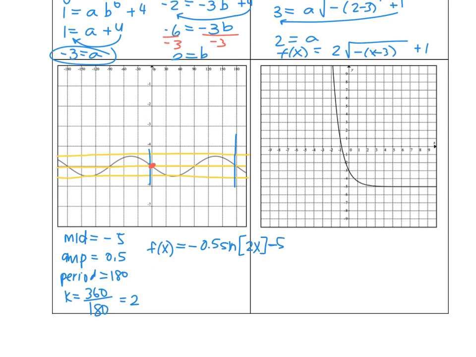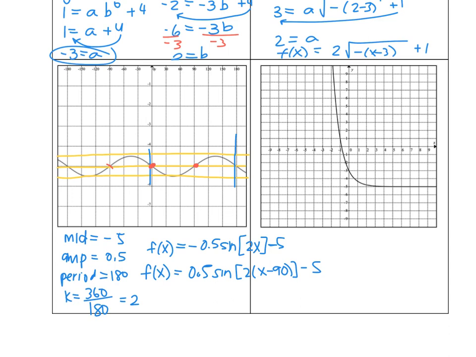Maybe you wanted a positive sine. So maybe you chose this point here, which is 90 degrees to the right. Or maybe you chose the one that was 90 degrees to the left. So you could have also had f of x equals positive 0.5 sine of 2 times (x minus 90) or (x plus 90), depending on what you chose as your key point. So that would have been perfectly fine.